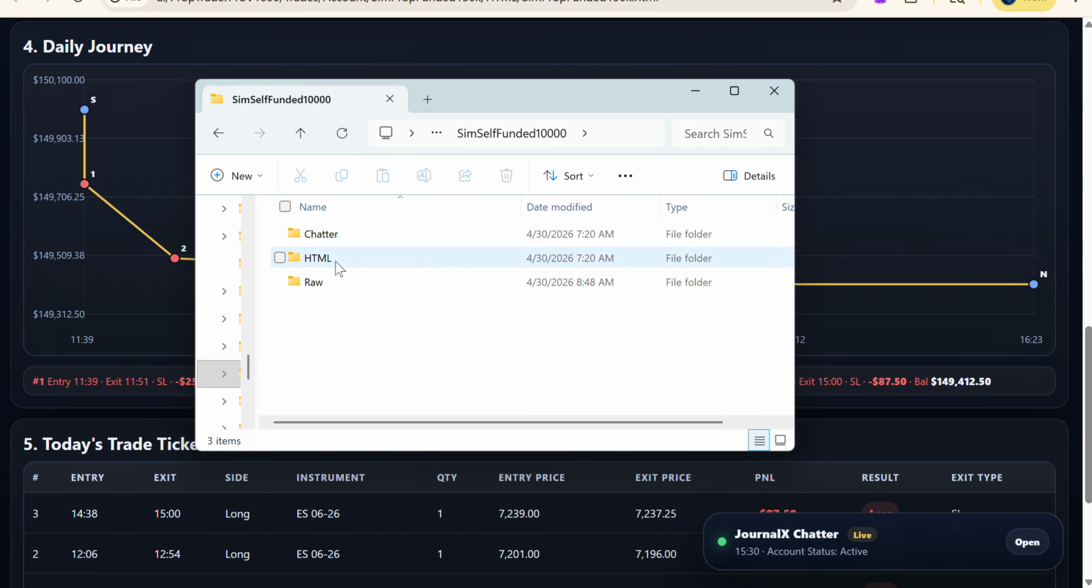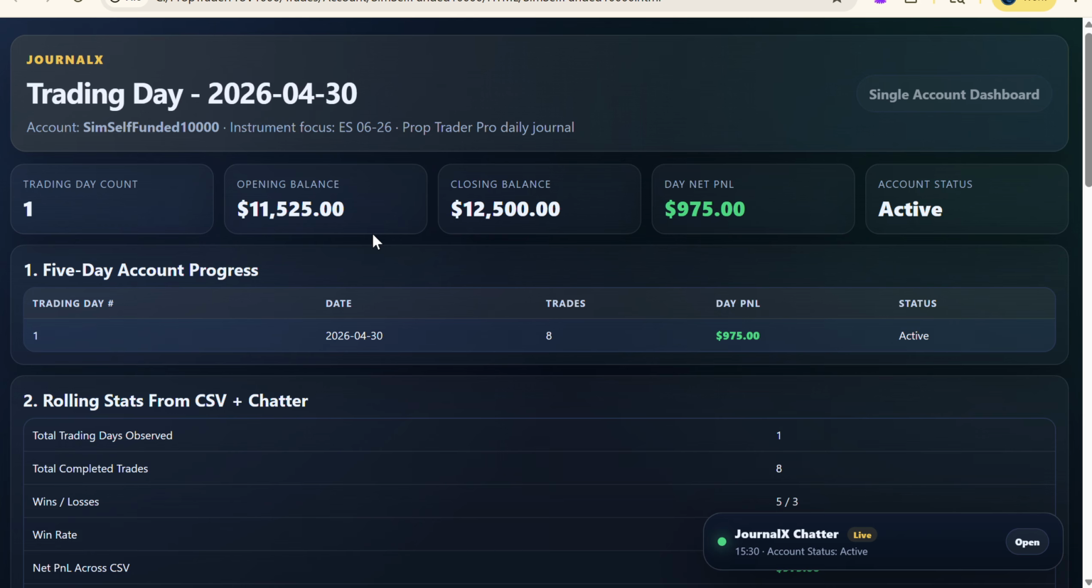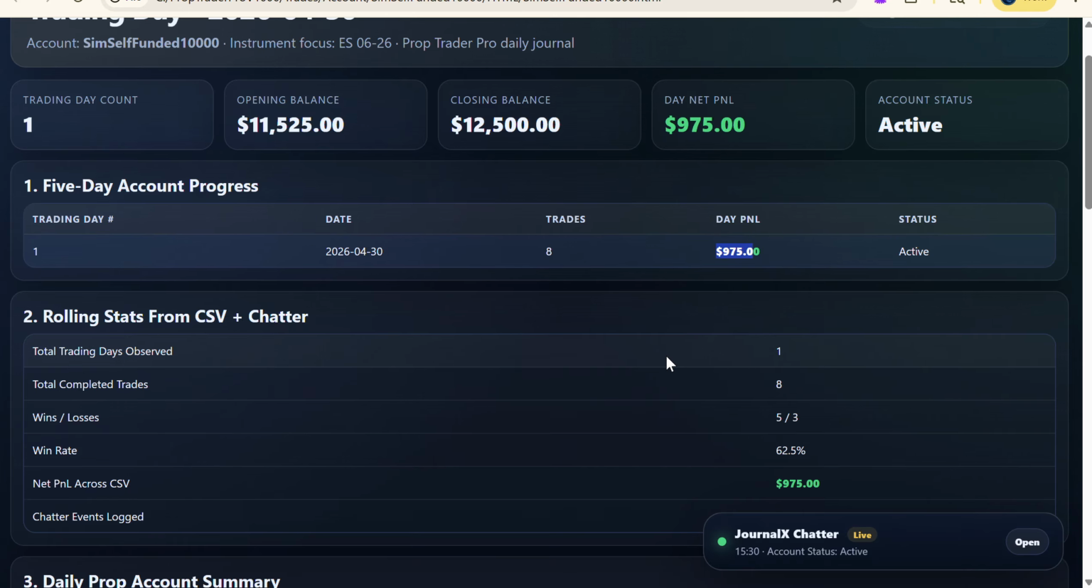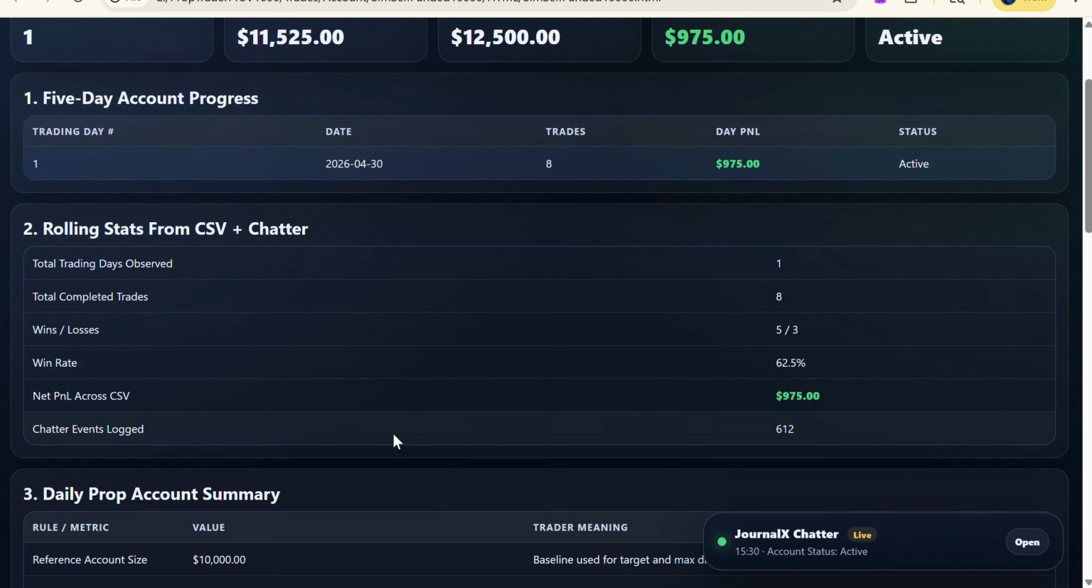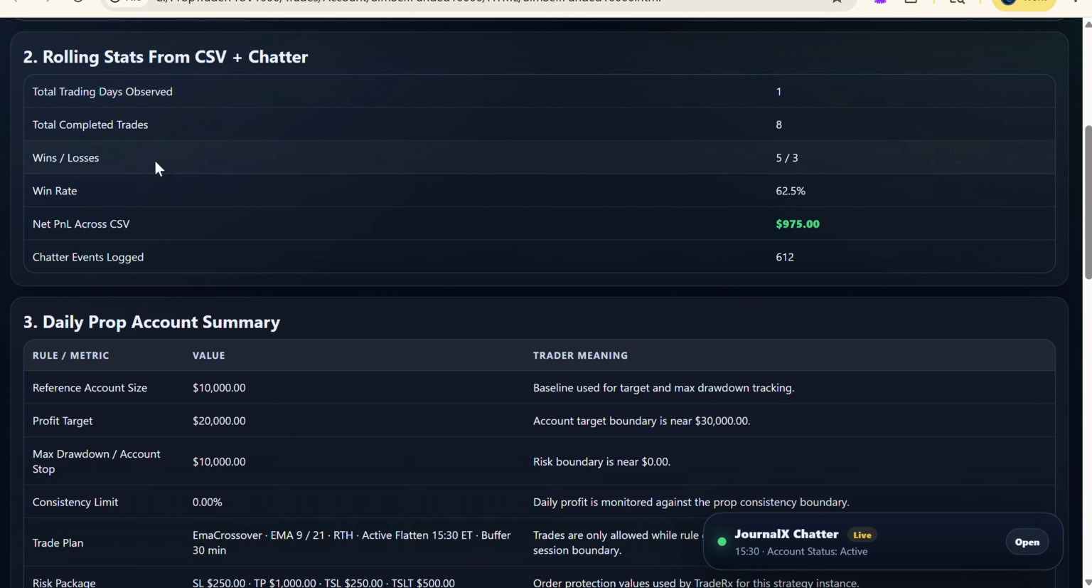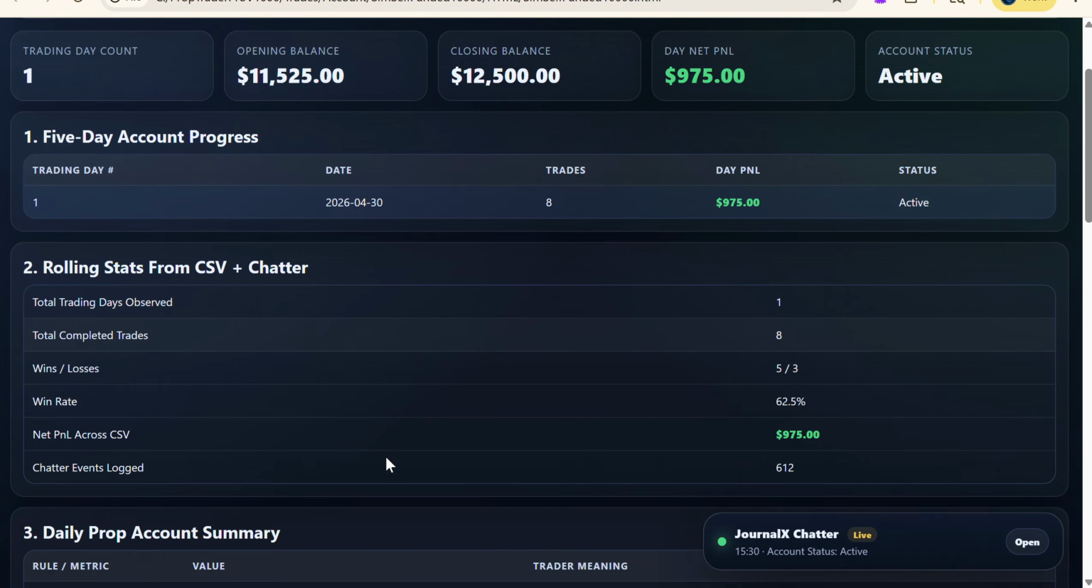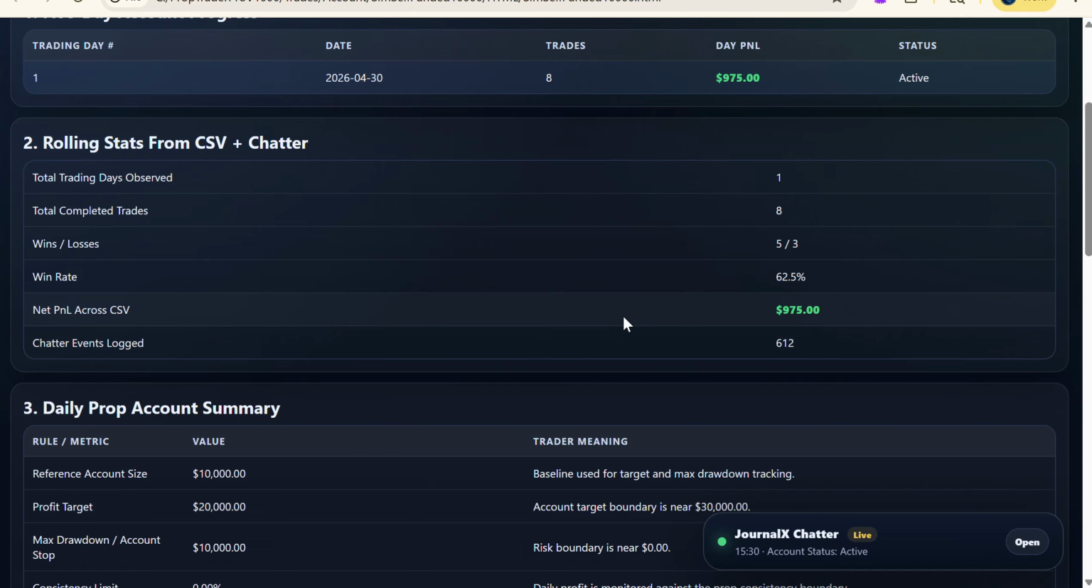I am sell. So let's see, this is also a 10,000 sell. Okay, so it took 8 trades, and then it has made $975. So this is the self-funded one, like cash, but it runs in the same rule book as prop trading. So right now it is clocking 62%. So it has 5 wins and 3 losses.